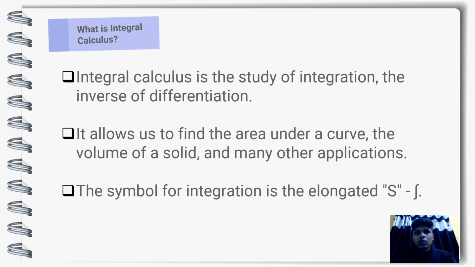Imagine you have a bunch of broken pieces of a puzzle. Differential calculus helps you to analyze the individual shapes and edges of those pieces. Integral calculus, however, is the magic that lets you reassemble those pieces to form the complete picture. It's about finding the whole from its infinitely small parts. The integral sign becomes our tool for the reunification process.